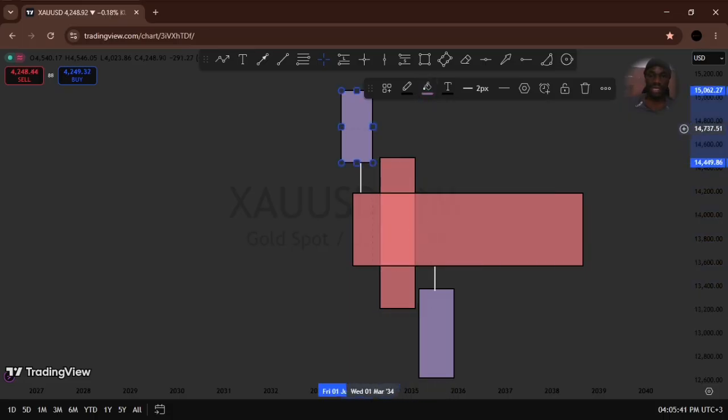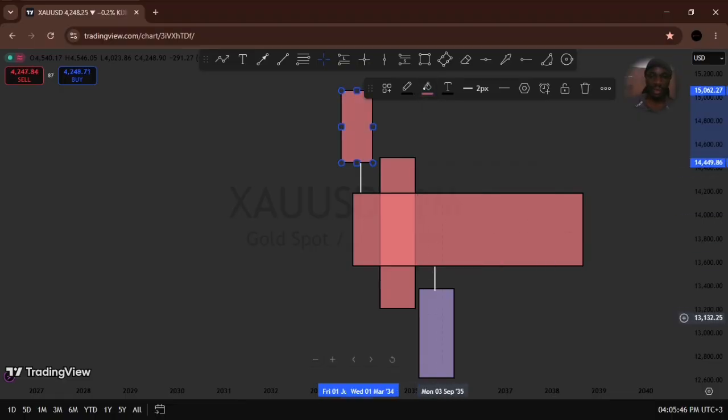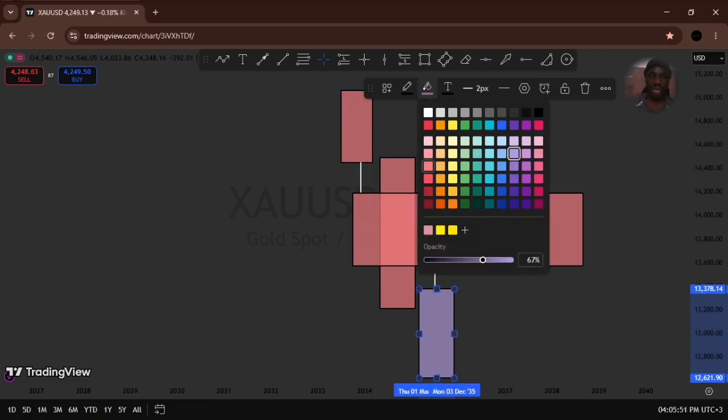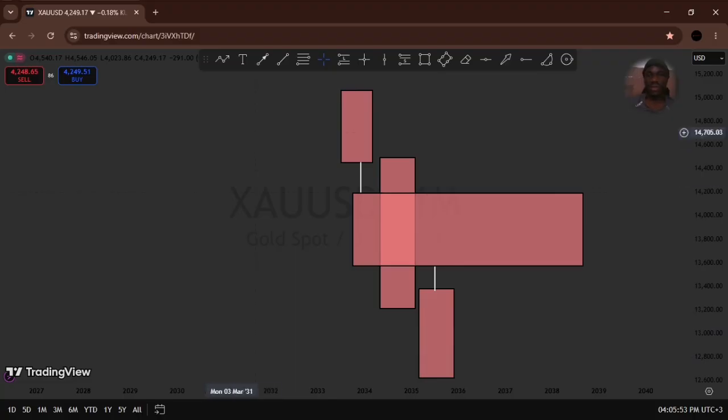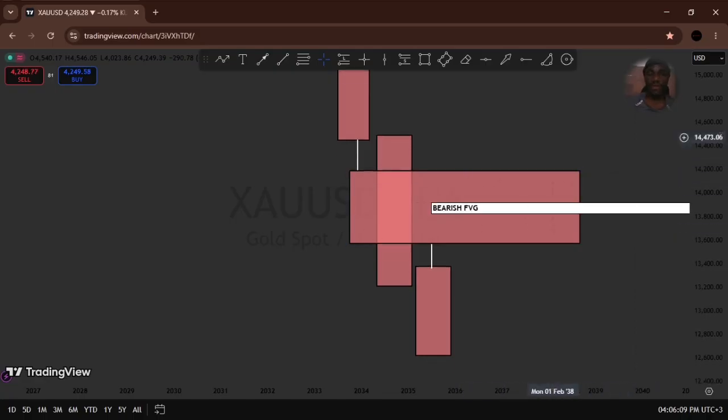Now you could see them. These are bearish ones. So I will also drop this. These are bearish fair value gaps. This zone only is called a bearish fair value gap. So the bearish fair value gap is being formed, and how does it form?